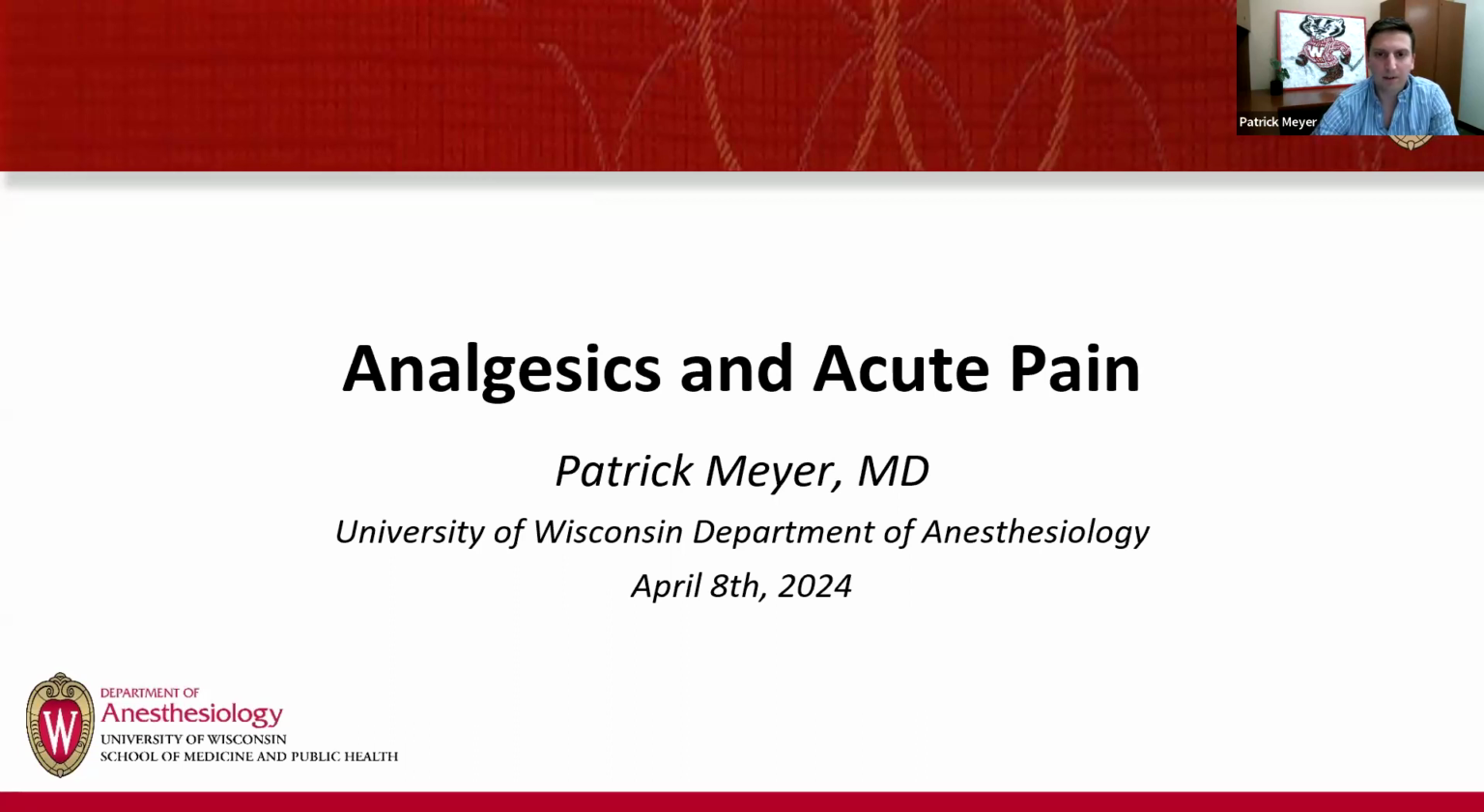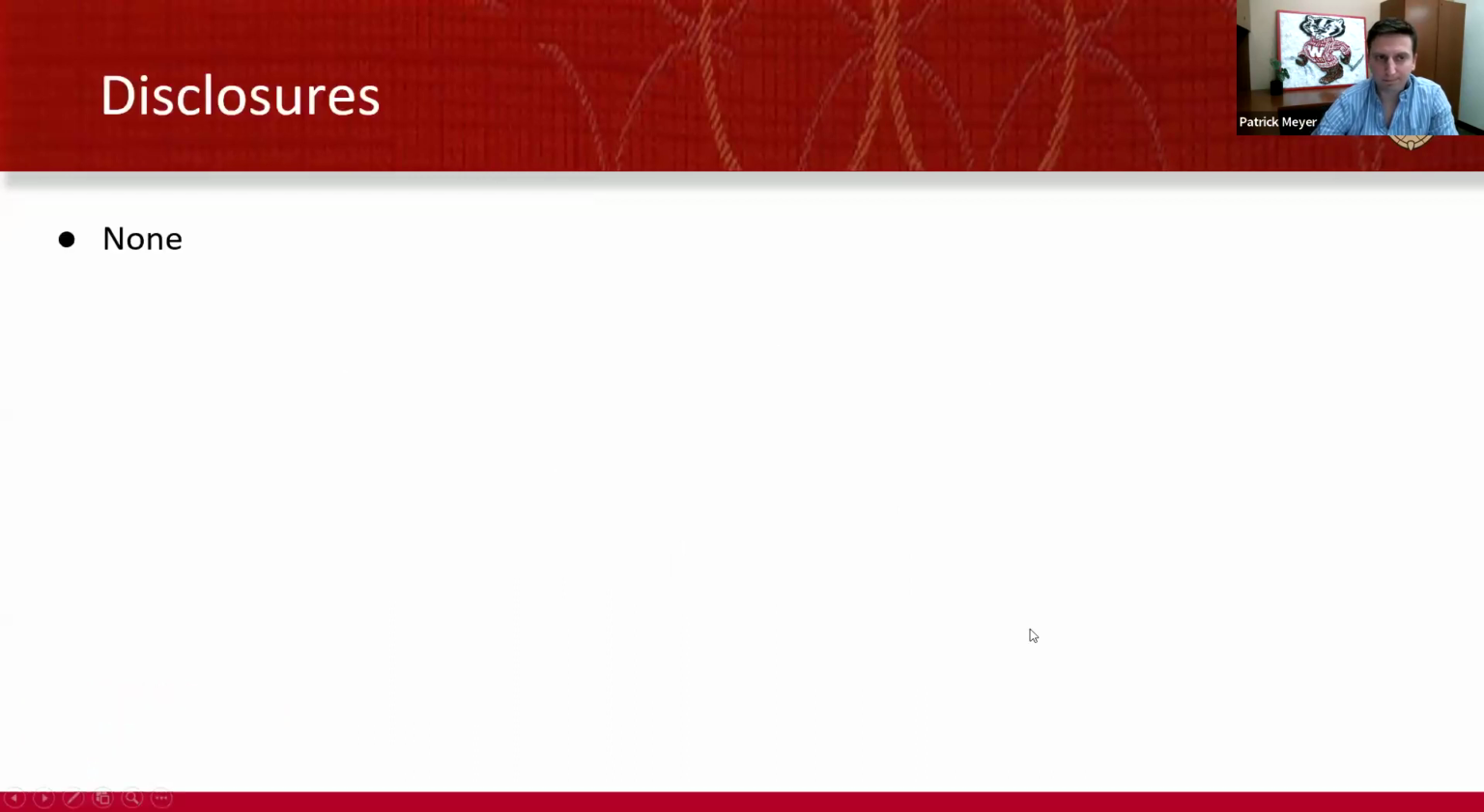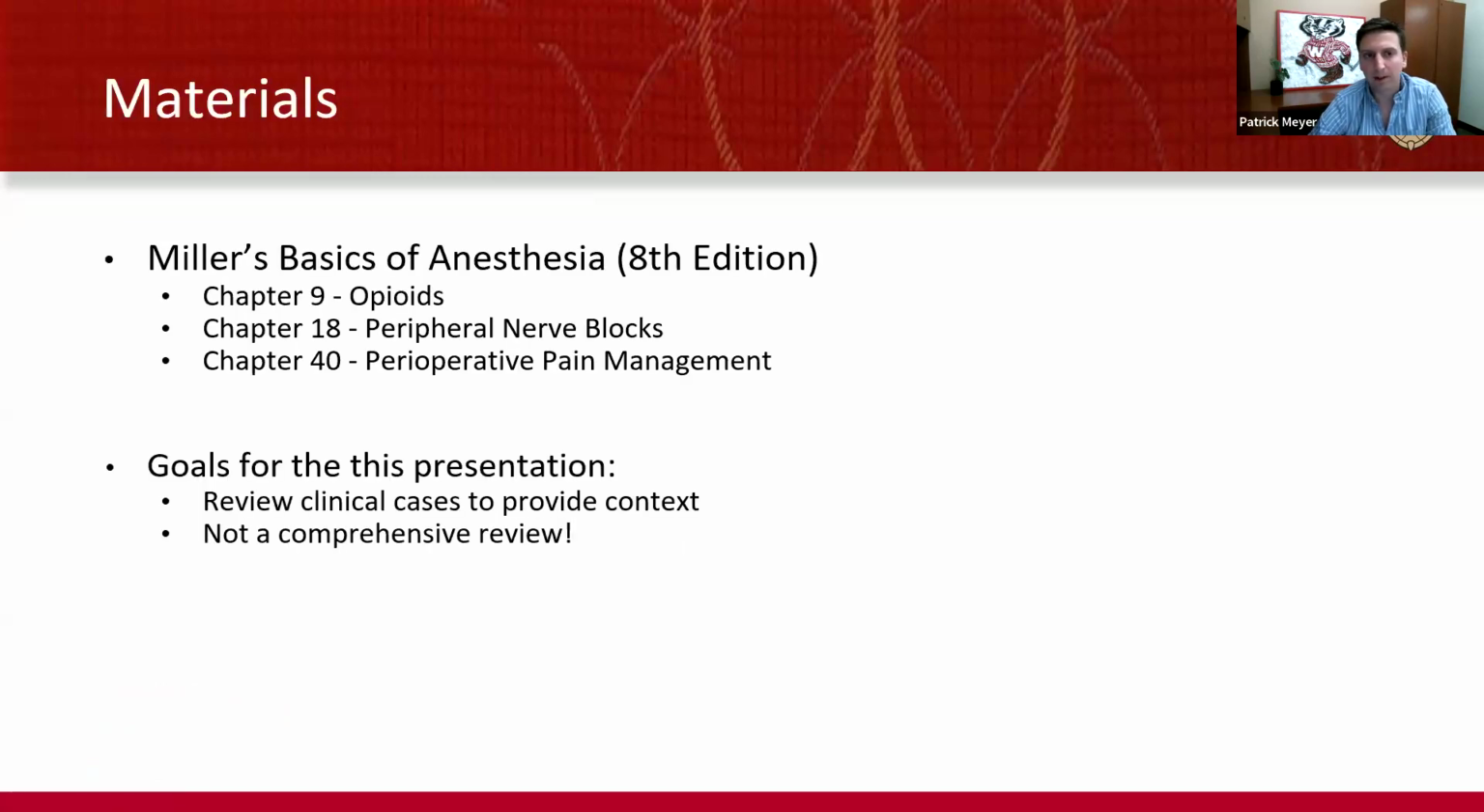We have a lot of content to go through. To start, I don't have any disclosures for you today. I was tasked with talking about chapters 9, 18, and 40, which cover opioids, peripheral nerve blocks, and perioperative pain management. So there's a lot of material to get through. My goal with this lecture is absolutely not to provide a comprehensive review. I really am here to try to provide some clinical context to information that you read in these chapters.